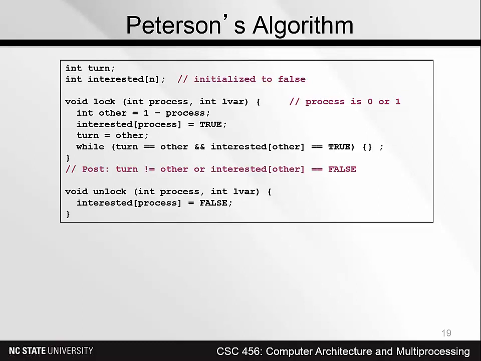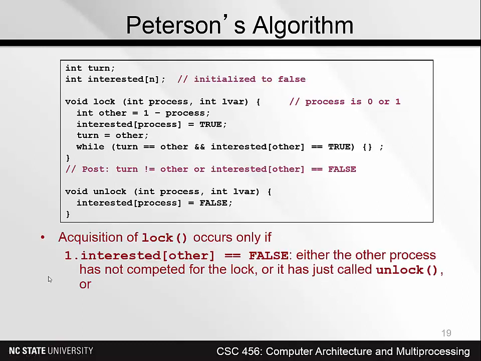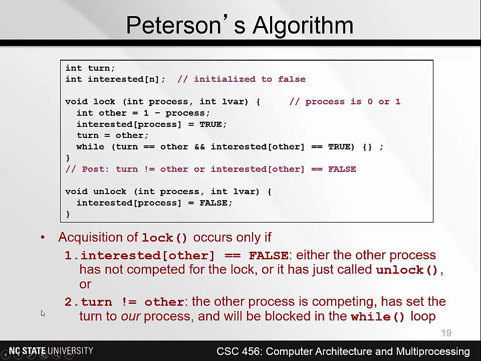Then, this process loops as long as it is the other process's turn and the other process wants to enter the critical section. The process can finally enter the critical section when either it becomes its turn or the other process is no longer interested in entering the critical section. In order to leave the critical section, the process just sets its interested variable to false. Note that a process can only acquire the lock if the other process is not competing for the lock, that is, its interested variable is false, or it has just left the critical section, or if it's the turn of the process that wants to enter the critical section. In this case, the other process will be blocked by the setting of the turn variable.